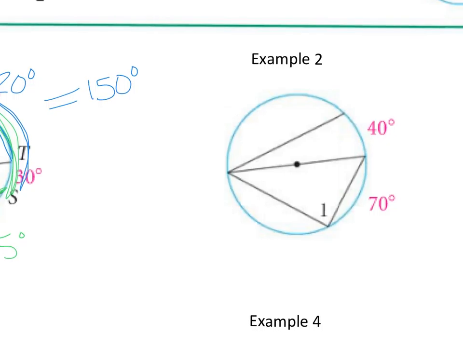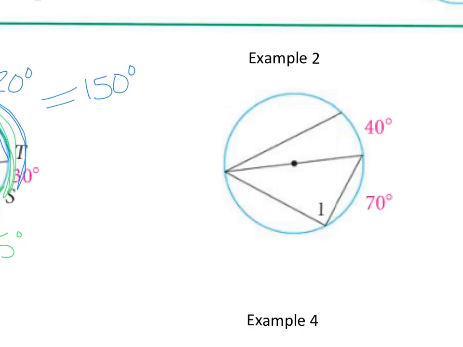So let's look at example 2. It's actually simpler. I'm only looking for angle 1 right here. Angle 1 is an inscribed angle, so its intercepted arc is this part. Since this is the diameter, this has to be 180 degrees. So this arc right here is 180 degrees, which makes angle 1 90 degrees because it's half.